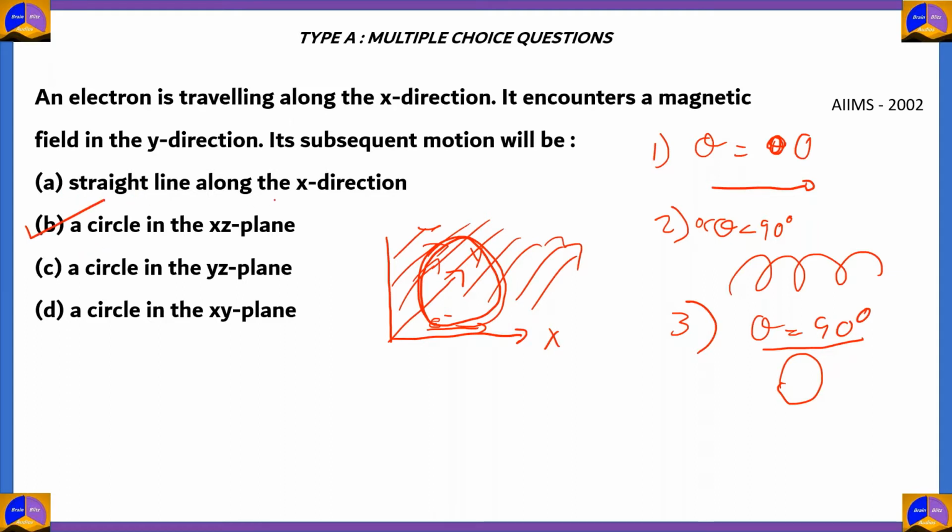Option A, straight line along the x direction, is incorrect. That happens when the magnetic field is also along the x direction. For a circle to occur in the yz plane, the magnetic field has to be in the direction of the x-axis, and for a circle in the xy plane, the magnetic field will have to be in the direction of the z-axis. So that's why option C and option D are incorrect. In our case, when the magnetic field is passing along the y direction, the circular path forms on the xz plane. That's why option B is the right option.